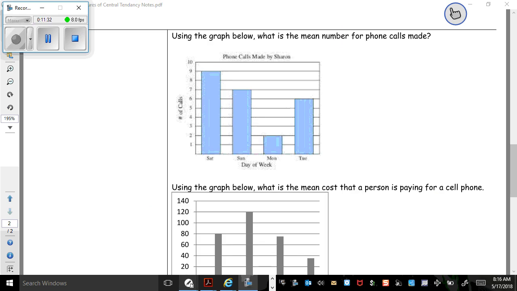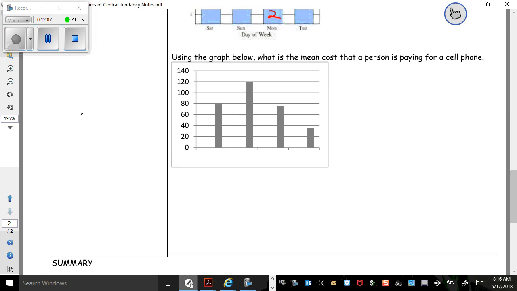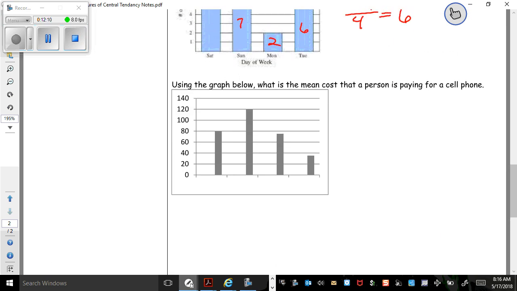For these on the back, use the graph: what is the mean number of phone calls made? You guys know how to read this graph, right? Here's the total for this one. 9 plus 7 plus 2 plus 6. So what's that give you? 24. 24 divided by 6. Same thing here. You just add them up.